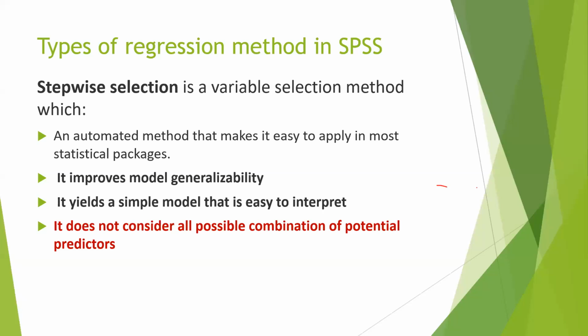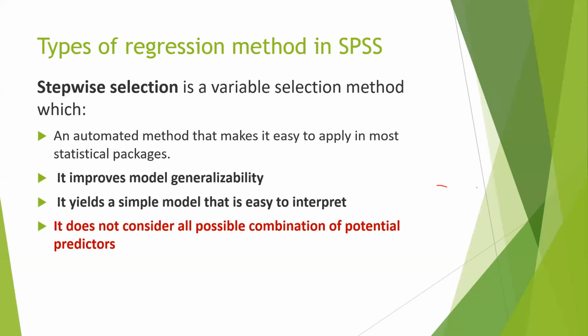One of the methods is stepwise selection. What is stepwise selection? It is a variable selection method. Because you have a number of independent variables, this is an automated method created inside the software that makes it very easy to apply in most statistical packages. You just have to mention method equal to stepwise.